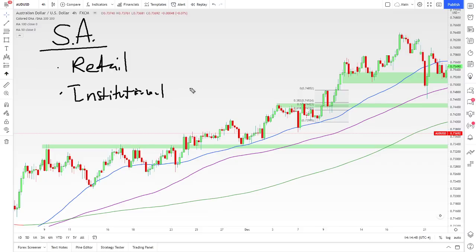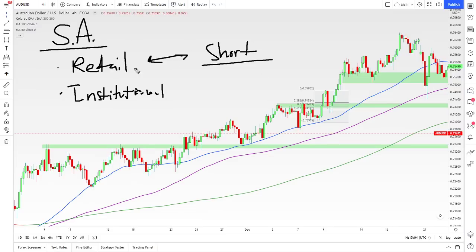So what are the institutional traders doing and what are the retail traders doing? If the retail traders are short this market, if they think this market is going down, that's an interesting component of data that I can use to incorporate in my trading strategy, right?